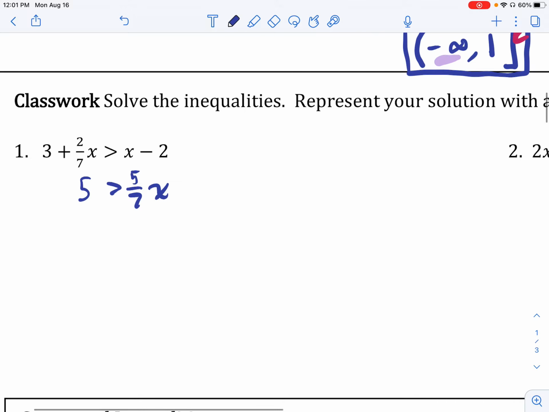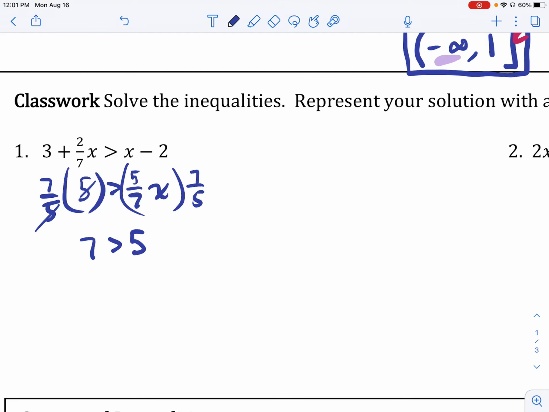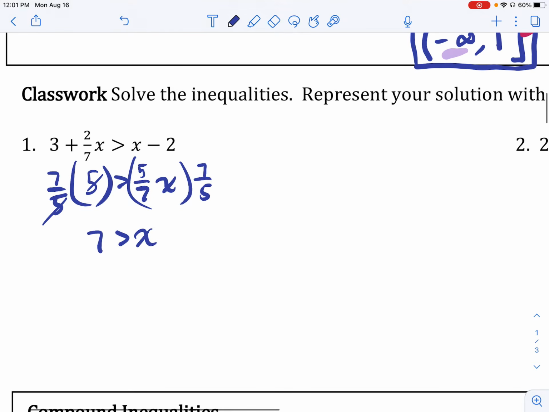Now I'm going to multiply both sides by 7 over 5, or the reciprocal. And that way I can isolate my variable. And that means I've got 7 is greater than x. Now, before writing interval notation, I should note that I want to write this in the correct order on the number line. So I'm going to say x represents any value that's less than 7.